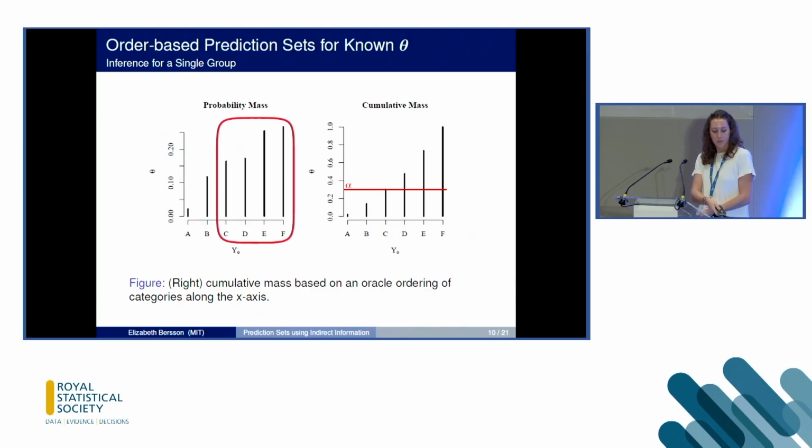It turns out, and we prove in the paper, that the optimal oracle ordering is that which sorts the categories according to the event probability vector. In this case, if you sort the categories according to the order statistics of the event probabilities, then the smallest prediction set that has the appropriate coverage will contain categories C through F.